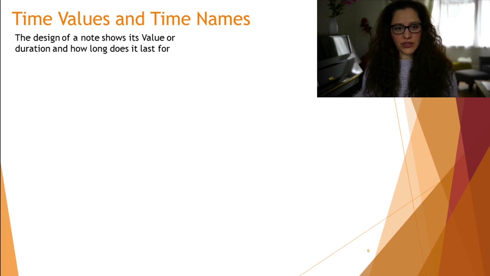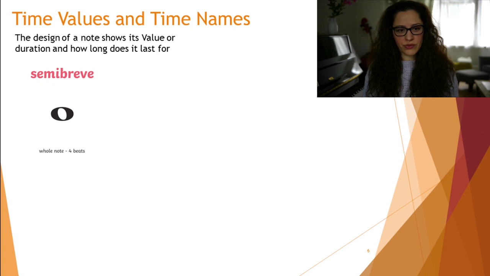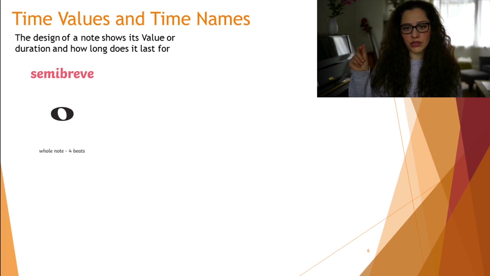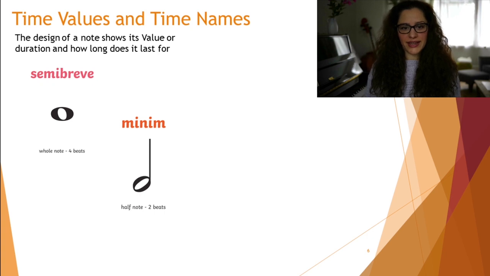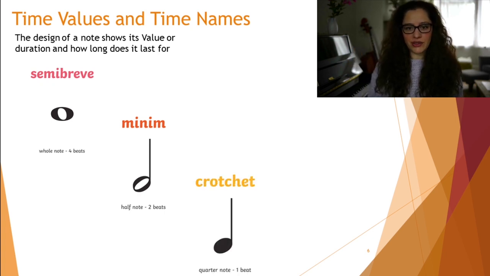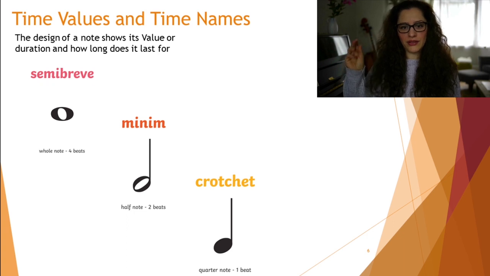The design of a note shows its value, or the duration, how long it lasts, as we just saw in the previous examples. Let's have a look at different types of notes or different rhythmic representations. This will be our semibreve note, which will last for 4 counts, or 1, 2, 3, 4. The next one is the minim that we saw before, so it will be 1, 2, 2 counts. And the crotchet note, the marching of the soldiers from before, so 1, 1, 1, 1.